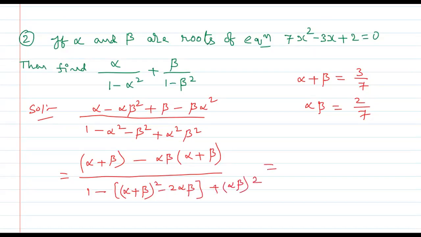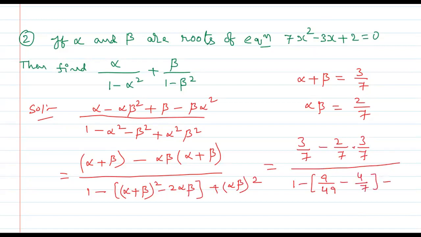Now substitute those values. 3 by 7 minus 2 by 7 into 3 by 7, divided by 1 minus alpha plus beta whole square, that is 9 by 49, minus 2 alpha beta, 4 by 7, plus alpha beta whole square, 4 by 49.